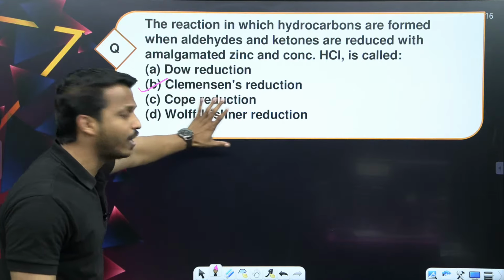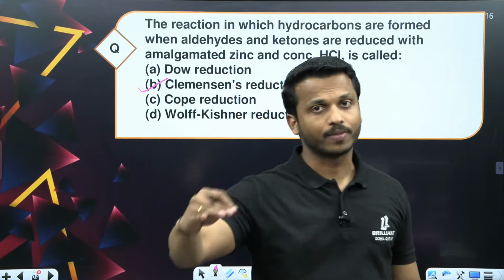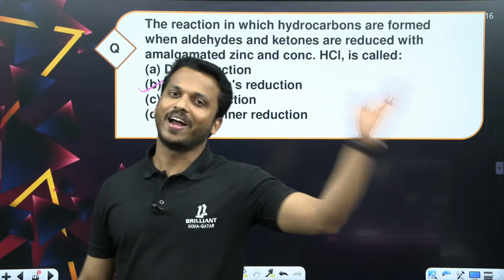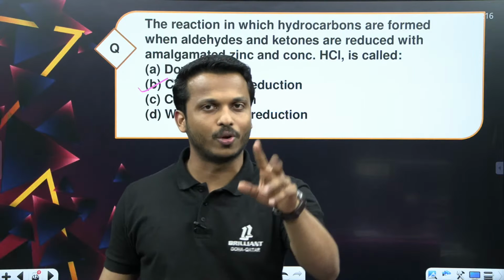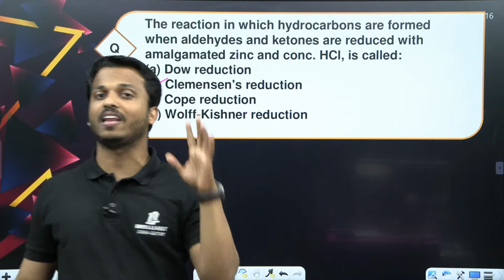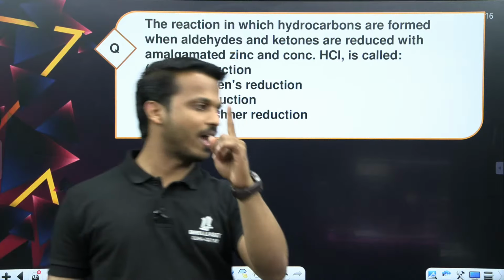And Wolff-Kishner reduction. You know, Clemmensen and Wolff-Kishner are both the same conversion. Same aldehyde and ketone we can convert to what? Hydrocarbon. But what is the difference between Clemmensen and Wolff-Kishner? In Wolff-Kishner we are using hydrazine, followed by ethylene glycol or KOH and heat, right? But here in Clemmensen, we are using zinc amalgam and HCl.